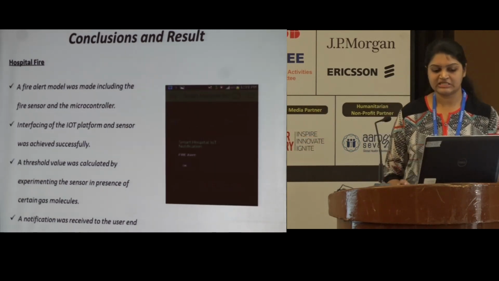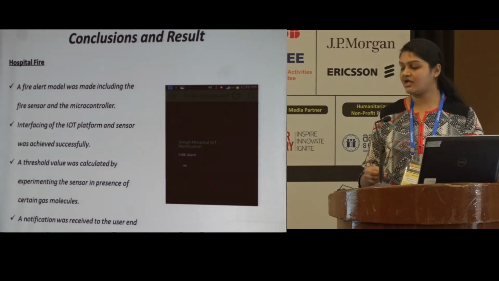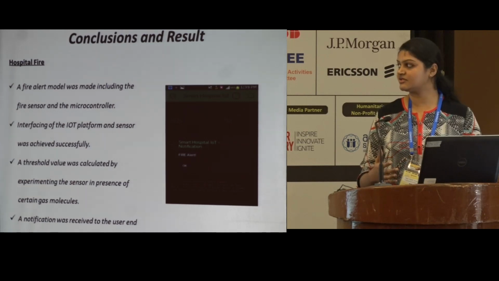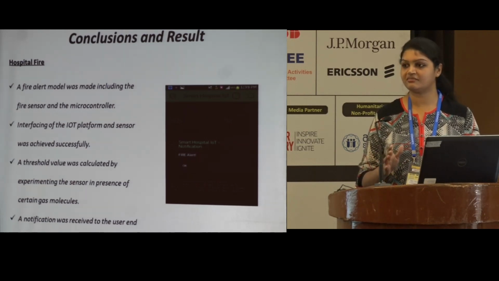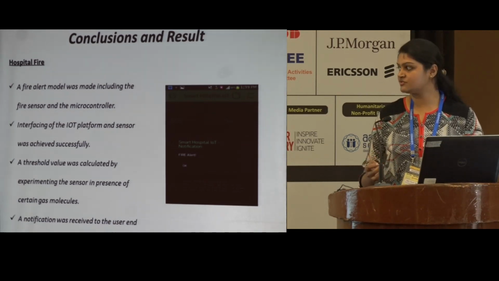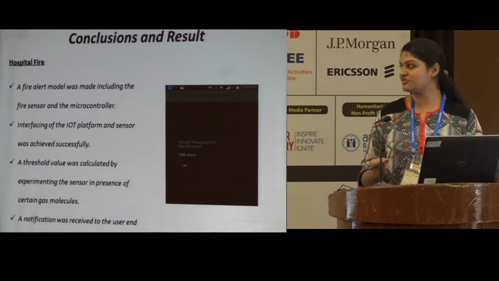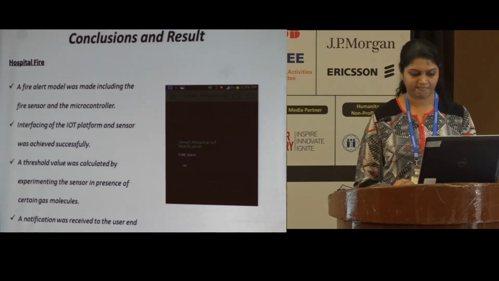For the fire alert, similarly, we interfaced the IoT platform Blynk with the fire sensor, and here also we obtained a threshold value which was calculated by experimenting with the sensor in the presence of certain gas molecules. A notification was received by the user, alerting about the fire in the hospital.